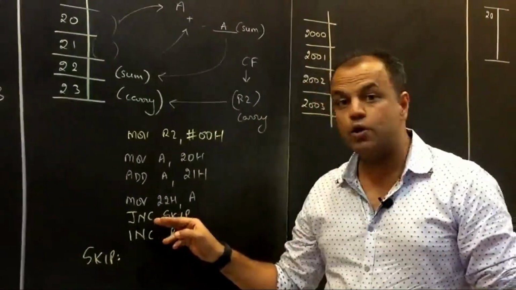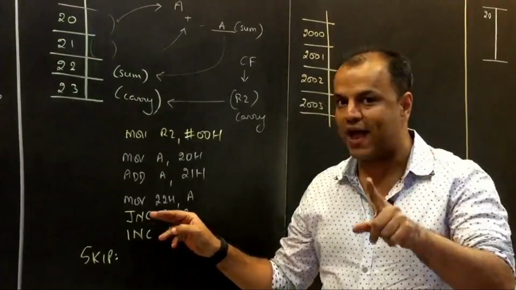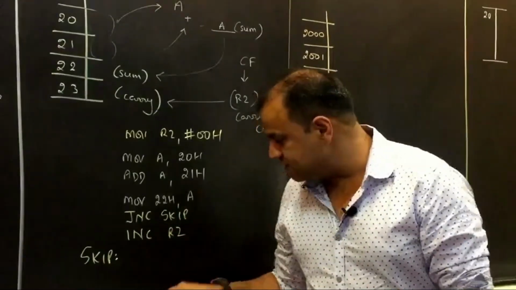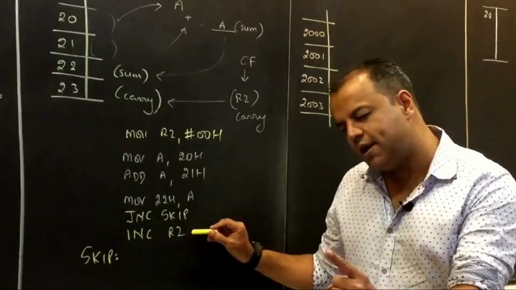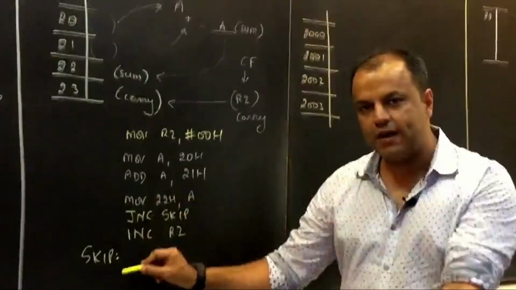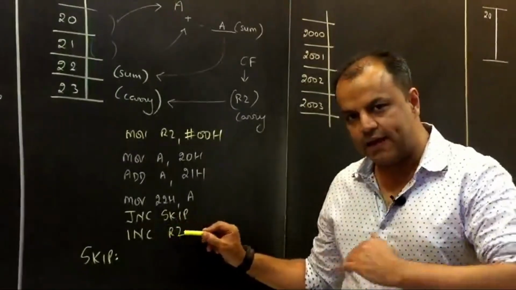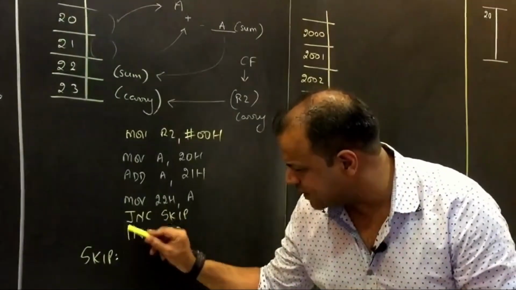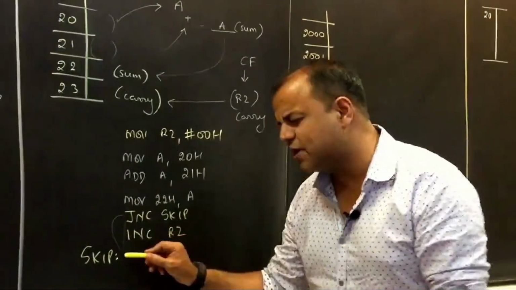If there is a carry, it will not jump, because I've said jump if no carry. If it will not jump, that means it will come here. That means this line will be executed only if there is a carry. If there is no carry, it will skip and go ahead. If there is a carry, it will do this and come ahead. Basically, in both cases, either you will come straight or you will jump and come in. Both cases, you will come to skip.